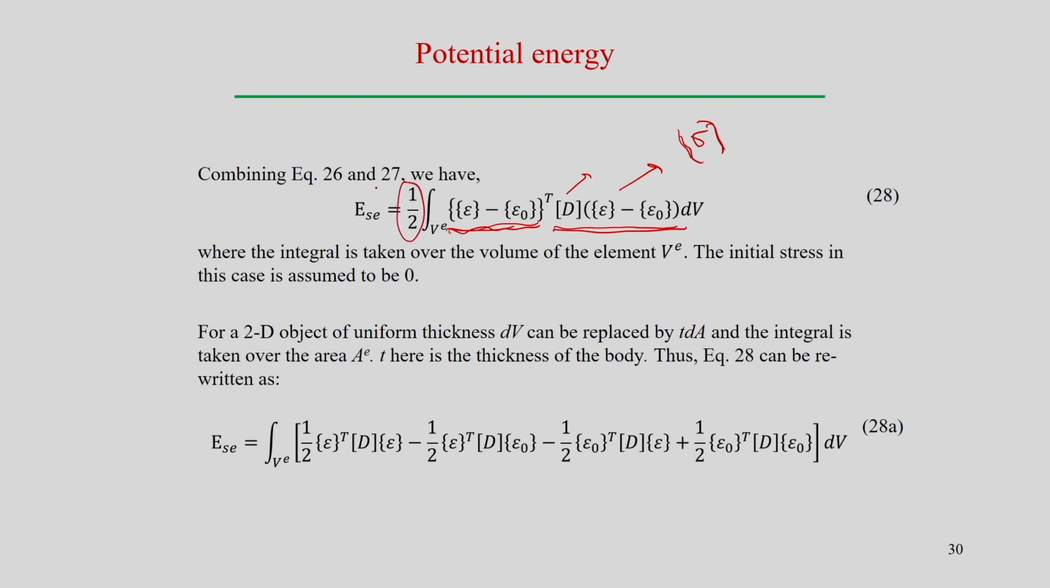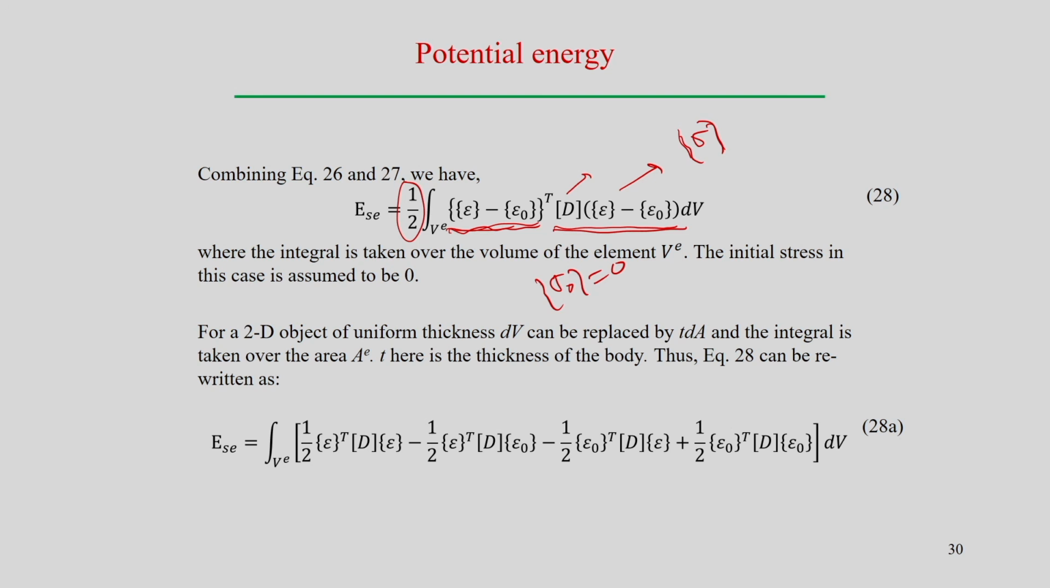and half we just take outside. Now, the integral is taken over the volume of the particular element, and the initial stress in this case can be assumed as 0, that means sigma 0 equal to 0. So, to simplify the calculation we are assuming there is no sigma 0. So, the initial stress becomes 0 in this particular case, but there may be some initial strain also.